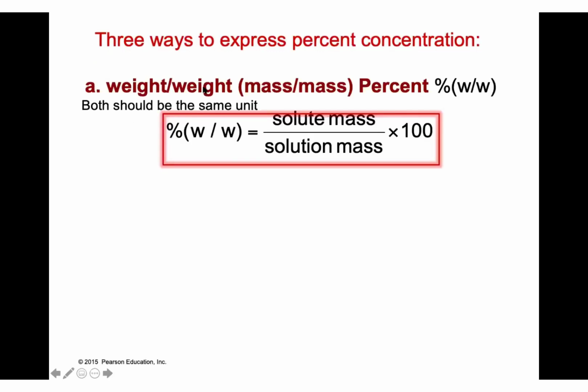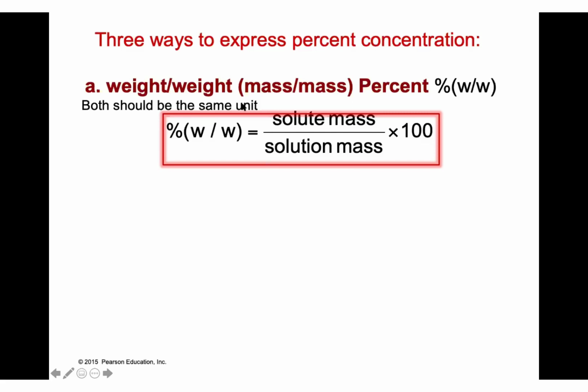One of them is weight or mass percent. You can see it this way. And then you see here, how do you calculate that? You should have solute mass over solution mass. So here you will not convert to moles. Again, here you will not convert to moles. They give you the solute mass, and they give you the solution mass. So you do not need to convert to moles.